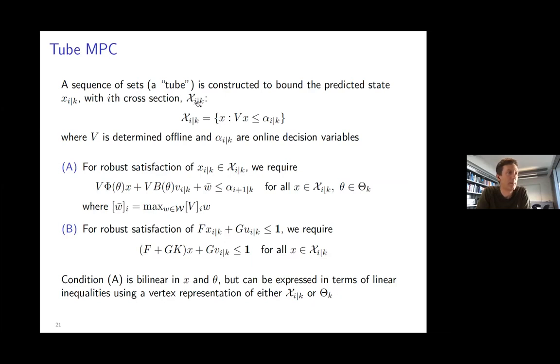So in this setup, we're going to use polytopic tubes. So the tube is a sequence of polytopic sets defined by the intersection of linear inequalities. And these are flexible in the sense that online we're going to optimize the right-hand sides of these inequalities. This allows us to change the shape of the predicted state tube. And this is important, actually, particularly for adaptive MPC, because it means that we can optimize the terminal set that's used in model predictive control online based on our best current estimate of the parameter set.